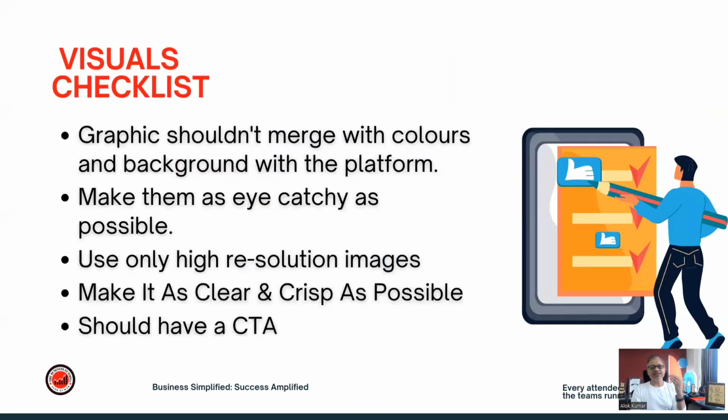Now let's take some visual checklists. So these are the pointers. We have already talked about all the major platforms in which we are doing social media posting in terms of graphics or videos. Now let's have a checklist to make sure that your graphic or a video is visually appealing. Number one, your graphic shouldn't merge with the colors in the background of the platform. Let's say Facebook has a logo in blue color and you're putting the same blue color in the background. I think something would be distorted. It won't look appealing, right?